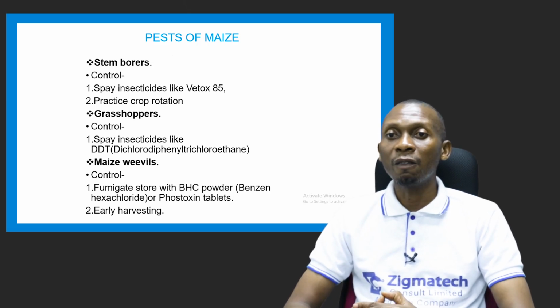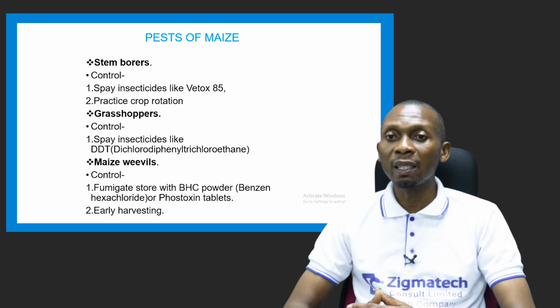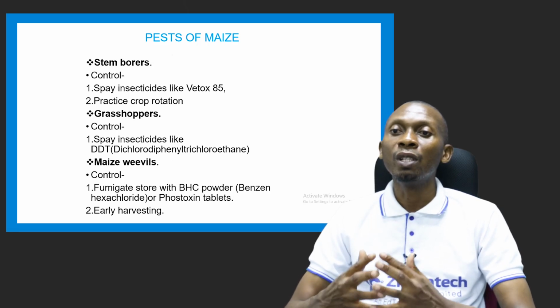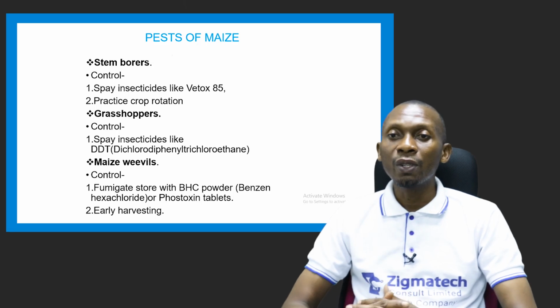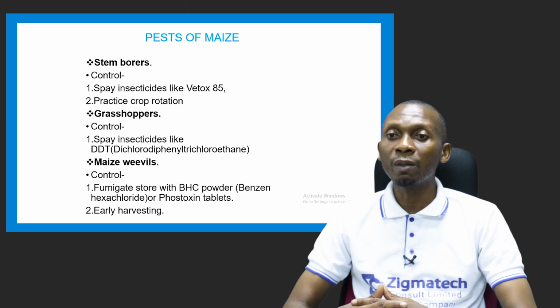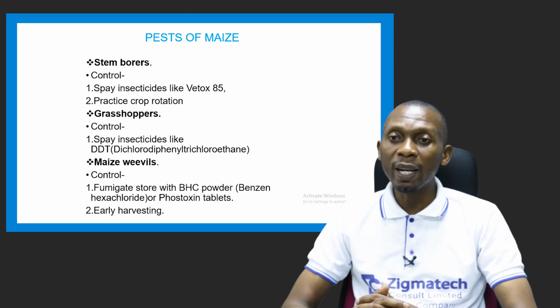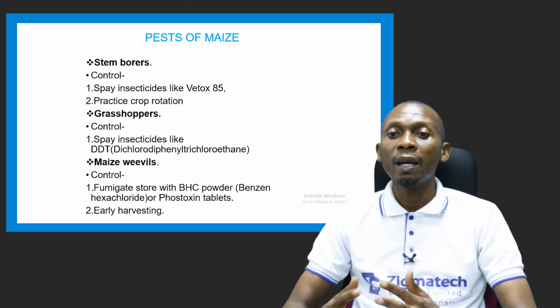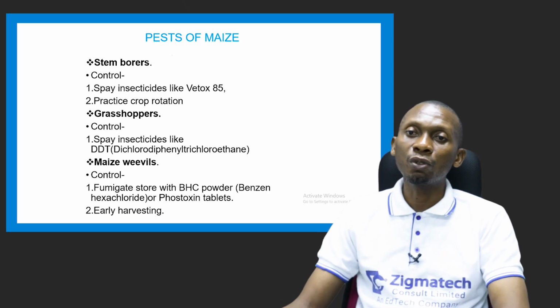Grasshopper is another pest of maize and is controlled by spraying insecticide like DDT, dichlorodiphenyl trichloroethane. We also have maize weevil, which is controlled by fumigating the store with BHC, which is benzene hexachloride, or phosphocin tablets. And early harvesting can also help to control maize weevil.